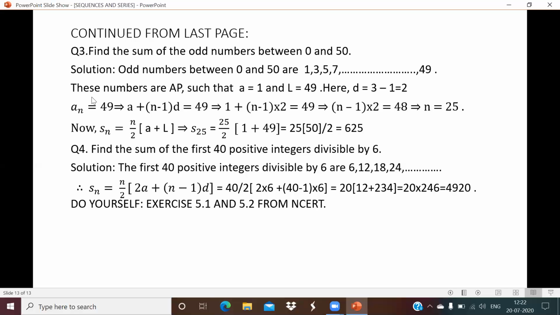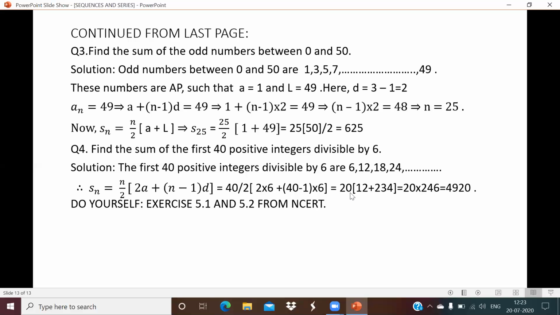Now similarly, question number 4. Find the sum of the first 40 positive integers divisible by 6. 40 positive integers means we have to find the sum of 40 terms. That means n is 40. And divisible by 6 means 6, 12, 18 and so on. It is again an AP because the difference between two consecutive terms is the same. That's why we are applying the direct formula Sn equals n by 2 into 2a plus n minus 1 into d, where n is 40 given to us, a is the first term and d is 6. And by simplifying it, we get the sum of this.